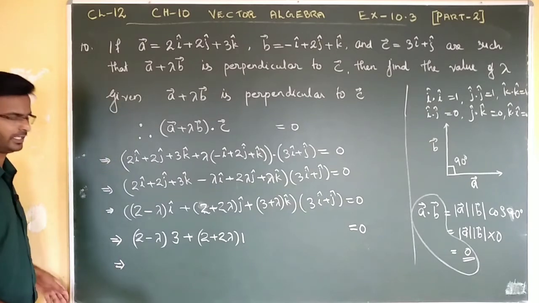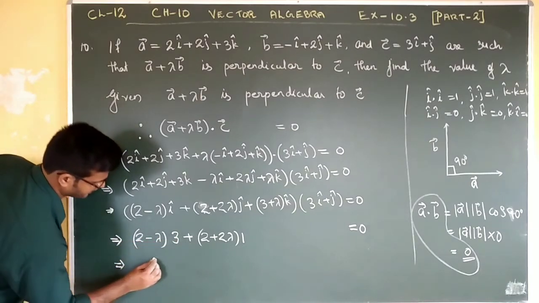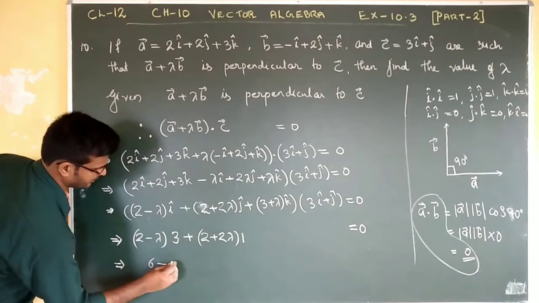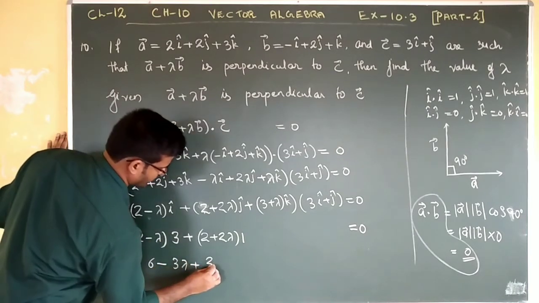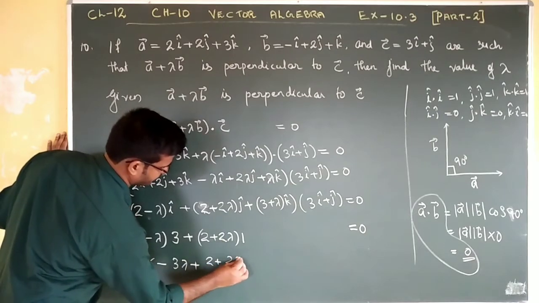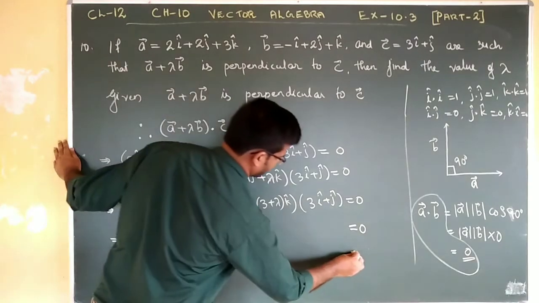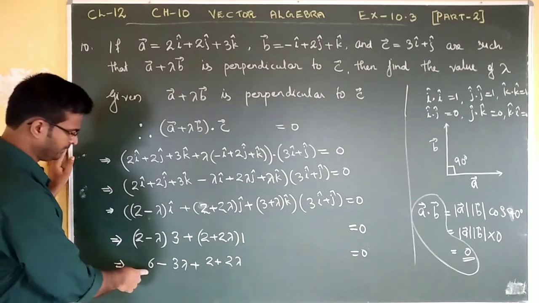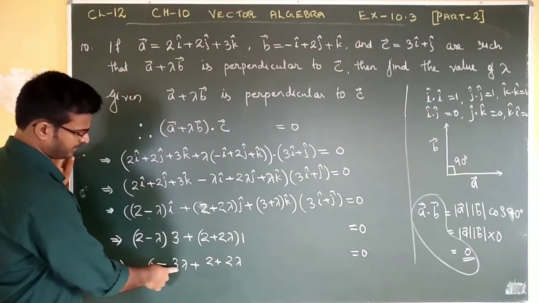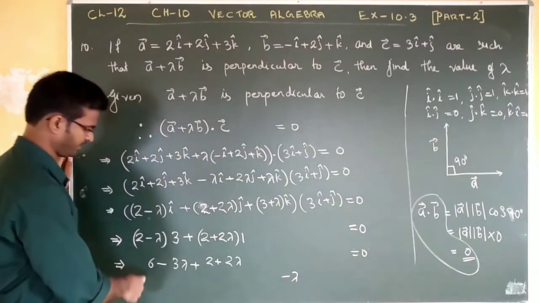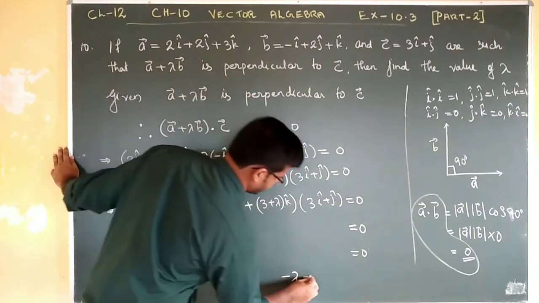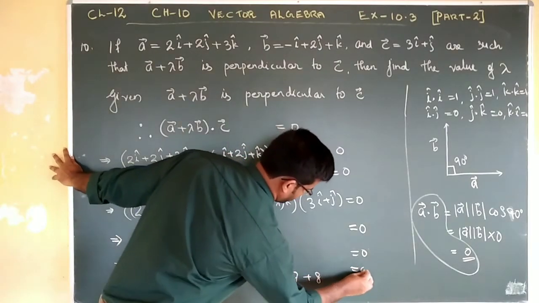Now we can remove the bracket. 2 into 3, 6 minus lambda into 3, 3 lambda, 2 plus 2 lambda equal to 0. Then minus 3 lambda plus 2 lambda is minus lambda. 6 plus 2, 8 equal to 0.